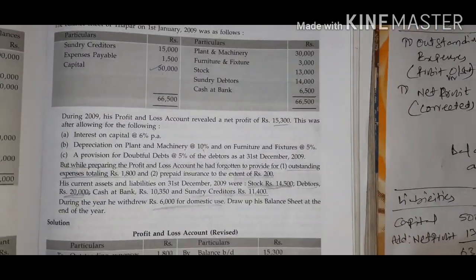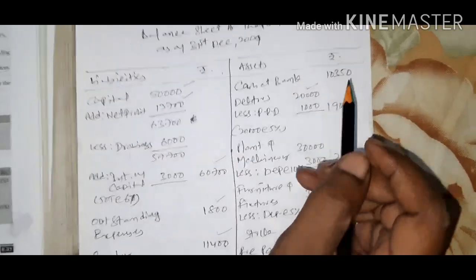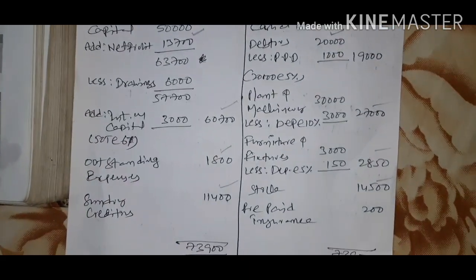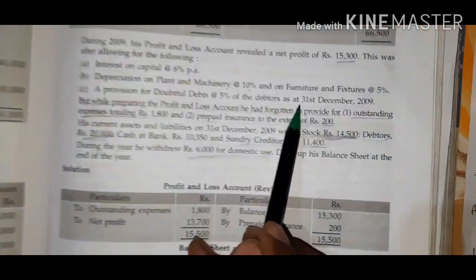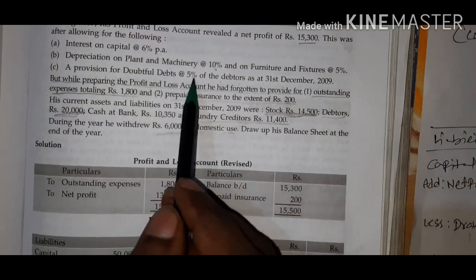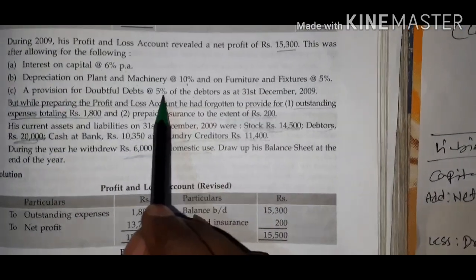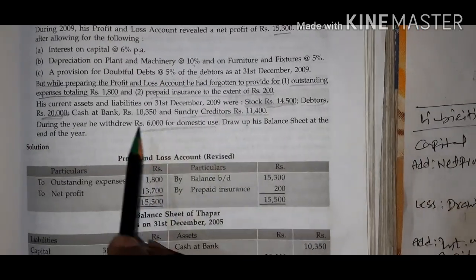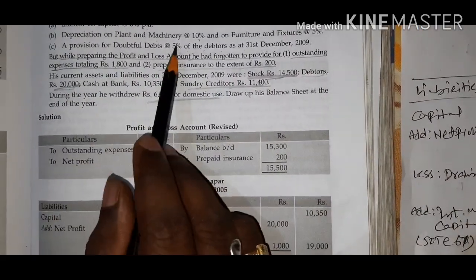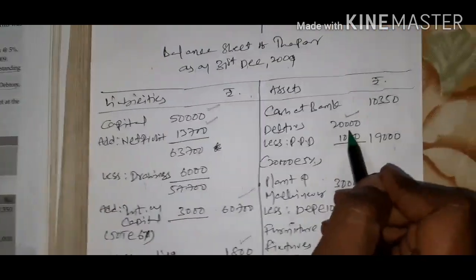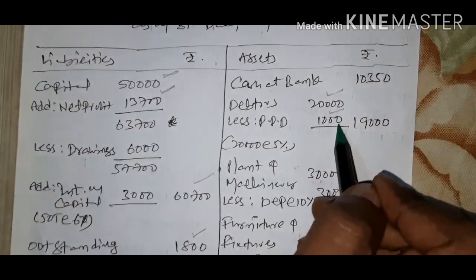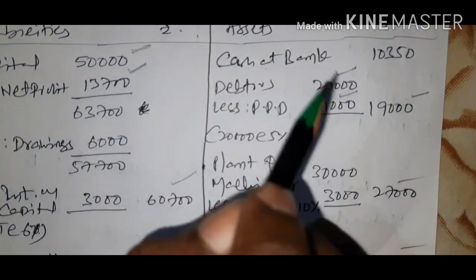So directly we will take rupees 20,000 sundry debtors, and we have been told to maintain a provision for doubtful debts at the rate of 5% of the debtors as on 31st December 2019. That is, debtors we have 20,000 at the rate of 5%, 1,000, and the same will be reduced. Then 20,000 minus 1,000 is equal to 19,000.